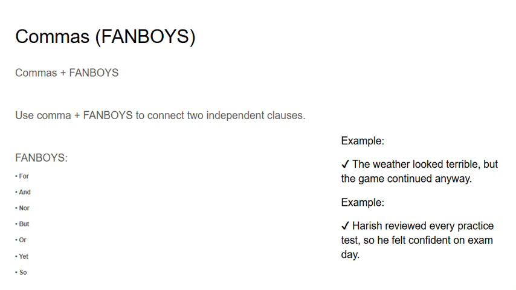Commas and fanboys can be used to connect two independent clauses. As we saw on the first comma splices slide, this is one of the use cases where we can join two independent clauses. So the fanboys are for, and, nor, but, or, yet, so. And these can be used to connect two independent clauses. What I mean by this is: The weather looked terrible, but the game continued anyway. Harish reviewed every practice test, so he felt confident on exam day.